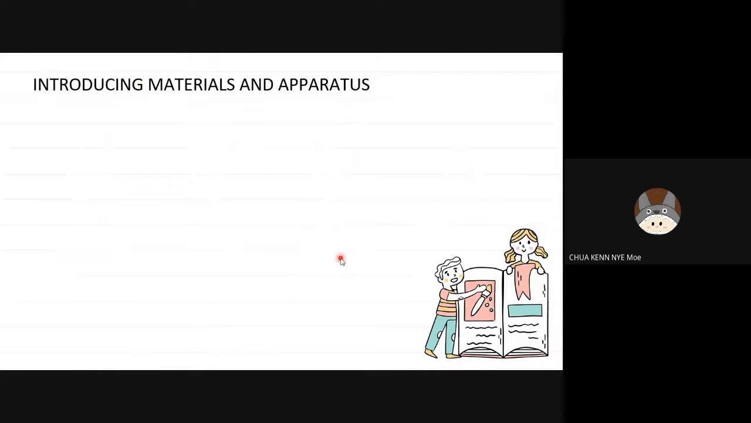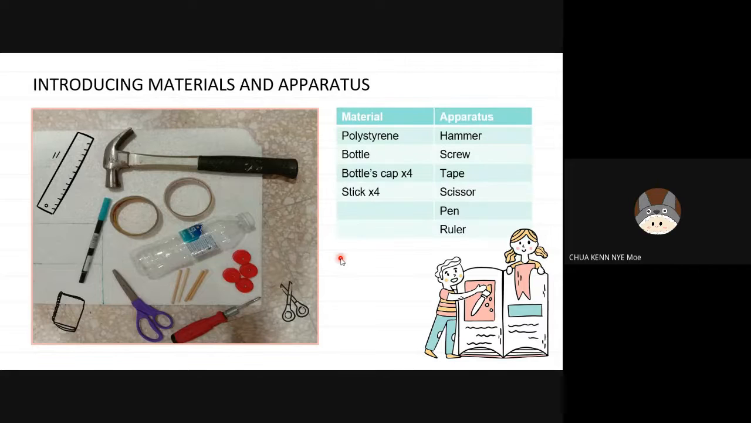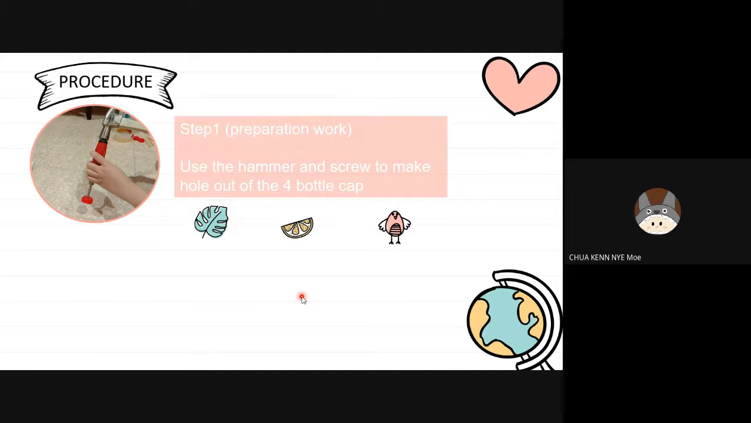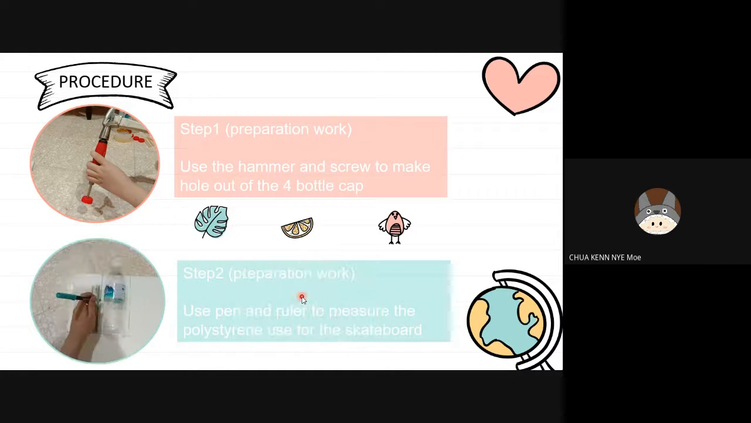First of all, introducing the materials and apparatus. The materials I use are a polystyrene bottle, 4 bottle caps and some sticks. The apparatus I use are a hammer, screw, tape, scissors, pen, and ruler. Followed by the procedure. The first step is preparation work. We need to use the hammer and screw to make holes in the 4 bottle caps for the tires. Here's step 2, also preparation work. We need to use the pen and ruler to measure the polystyrene used for the skateboard.